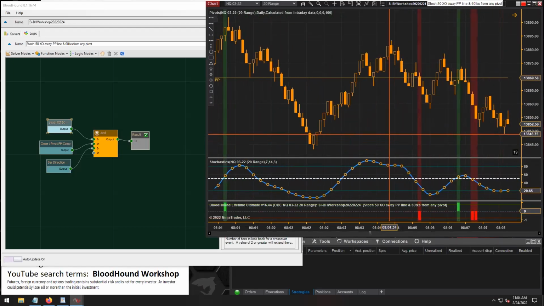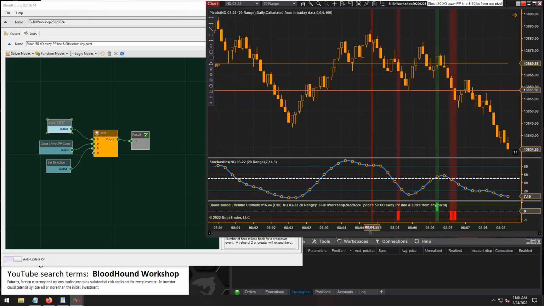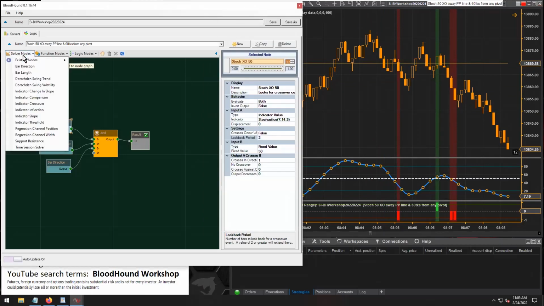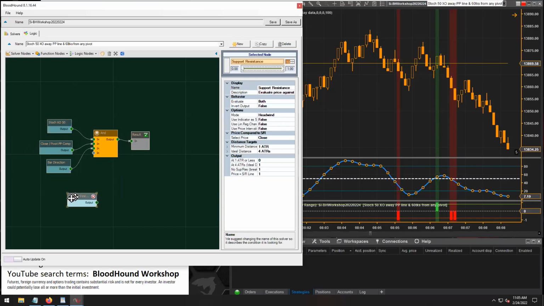And where's a good example? Here we go, here's a great example. These signals are almost right on the PP line, right? So we want to eliminate all these signals when they're within 60 ticks of the pivot line. So that will be a job for the support resistance solver.